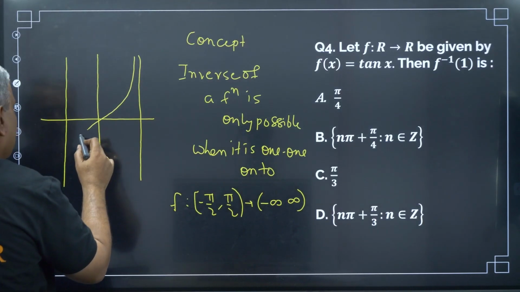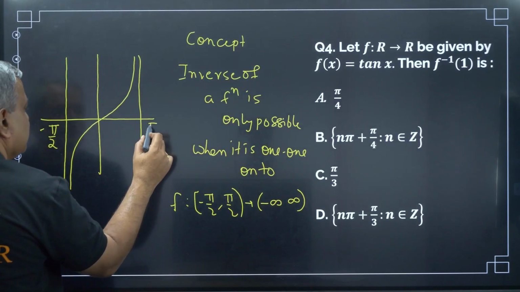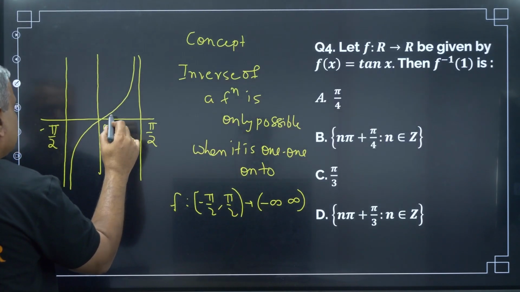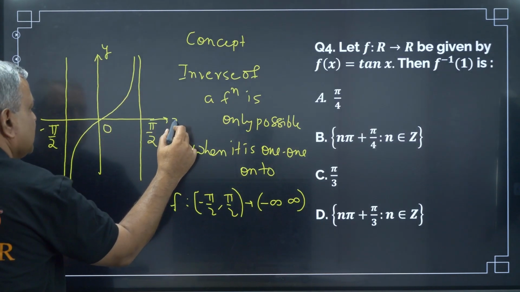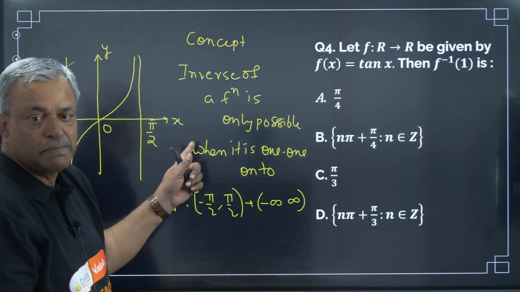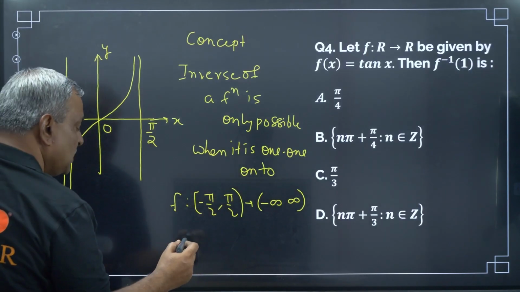This is the tan x graph. This is minus pi by 2 and this is plus pi by 2. This is 0. This is the y-axis and this is the x-axis. So it is a 1-1 mapping, so the inverse is possible.